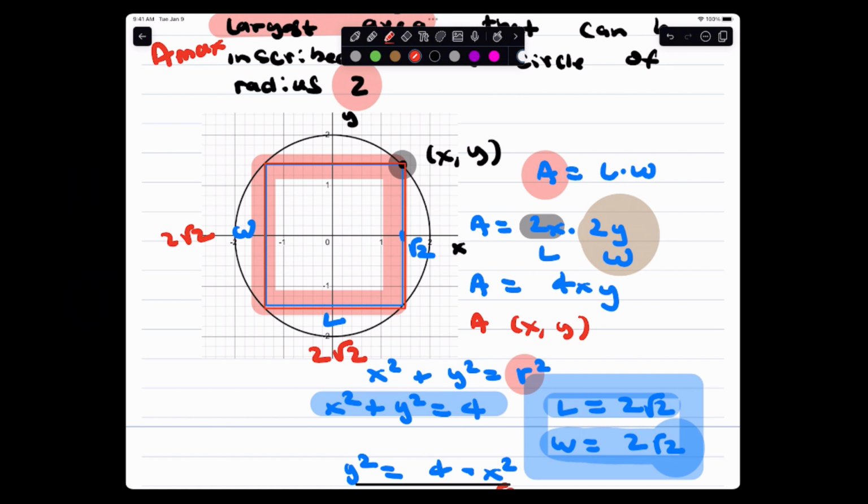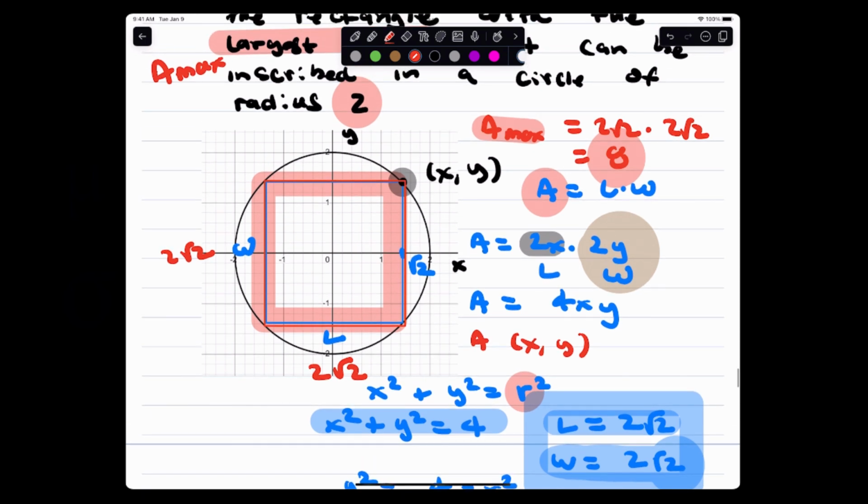And if you said, what is the A max, by the way? Well, do your multiplication. What's the length? 2 square root of 2. What's the width? 2 square root of 2. A max will be 4 times 2, which is 8. So double check if my arithmetic is okay. I'm not awake. 8 units squared. So again, it turns out to be that nice square situation.